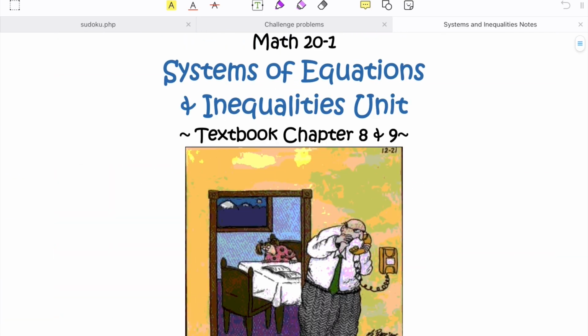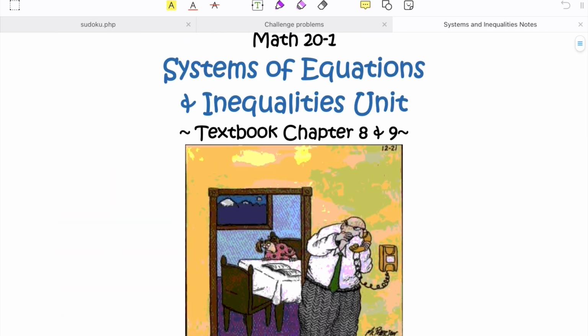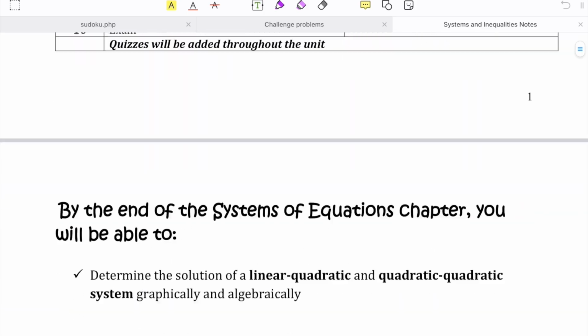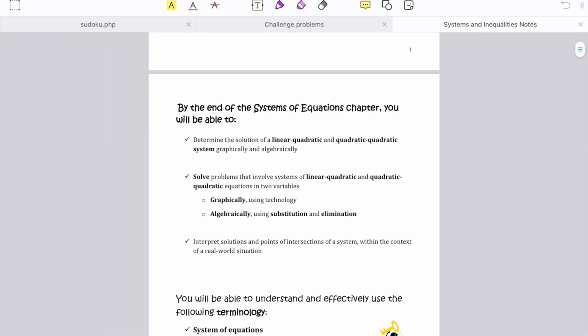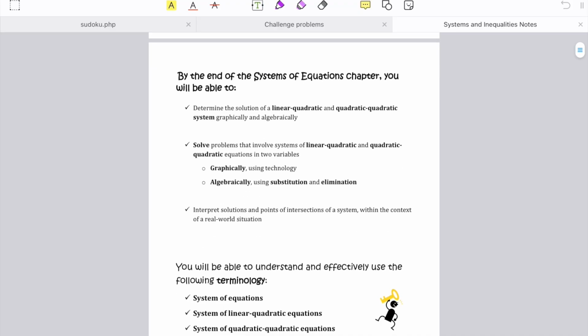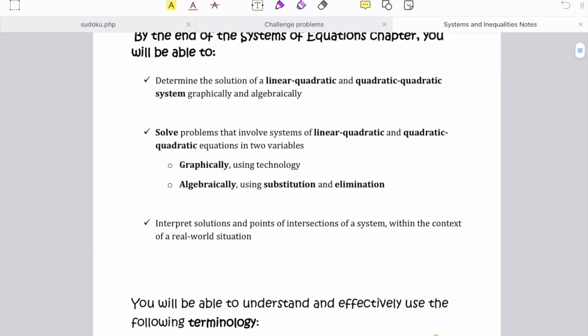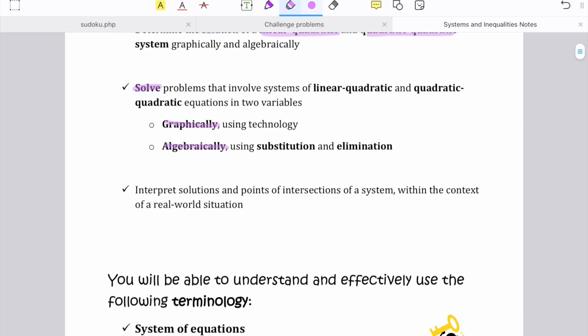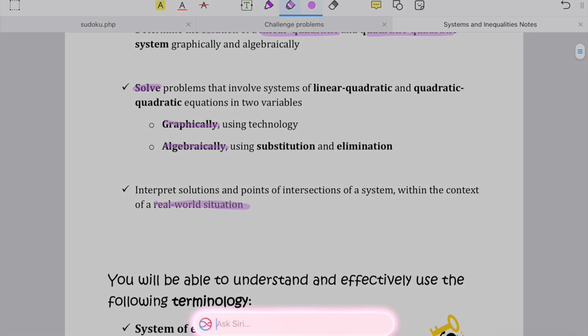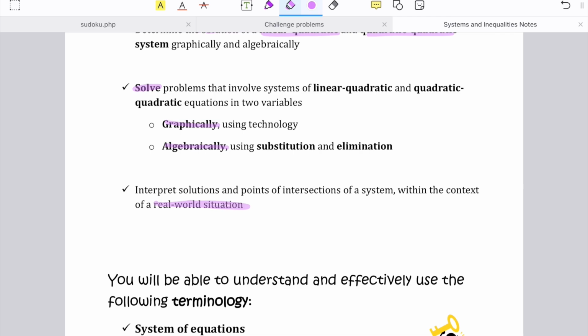Okay, so we're starting a new unit, Systems of Equations and Inequalities. That's chapter 8 and 9 of the textbook. By the end of the unit, you will understand how to solve a system of equations, what the solution of linear-quadratic and quadratic systems is, and how to solve these both graphically and using algebra. Interpret real-life situations, so application questions.